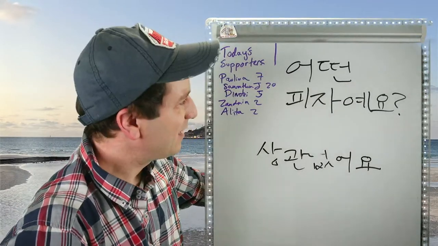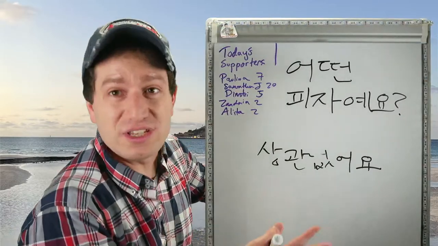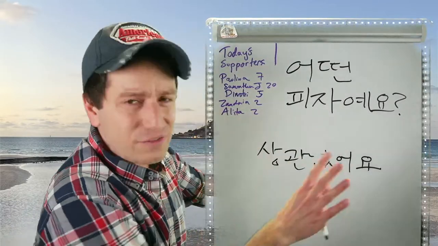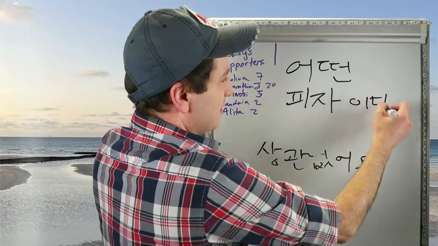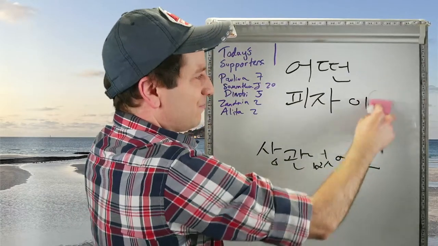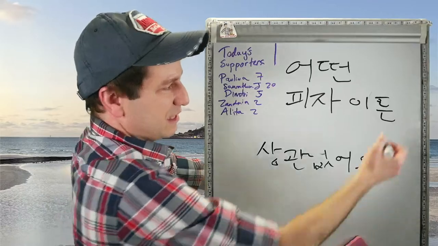So, what kind of pizza is it? Is just 어떤 피자예요? Or you can say 무슨 피자예요? What pizza is it? Whatever you want to say first. So this is 이다, right? So we get the stem. We can use 든 or 든지.